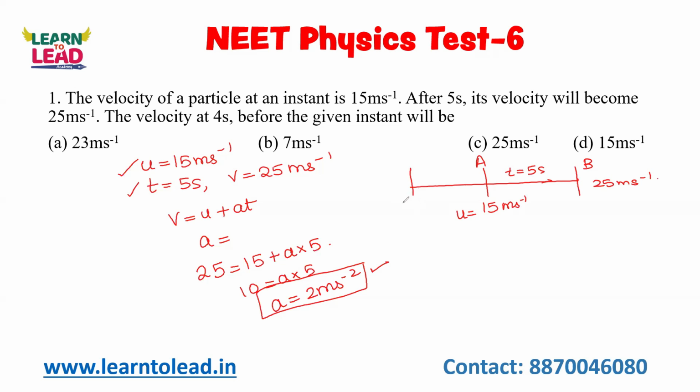So, while solving the second case, let us take the instant as c. Let me take the velocity at instant c as u dash and the velocity at instant a as v dash. Now, v dash is equal to u dash plus at. The final velocity v dash is 15, u dash is unknown, acceleration we have found is 2, and time taken is 4 seconds. From this you can find 7 meter per second is your answer.